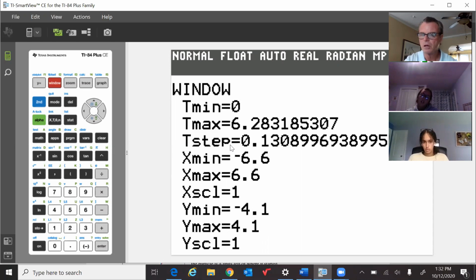These are the T values that were inserted. So we're starting at time 0, and we're stopping at 2 pi. That's what we did in chapter 1. We'll leave that there for now. We'll make the T step pi divided by 24.